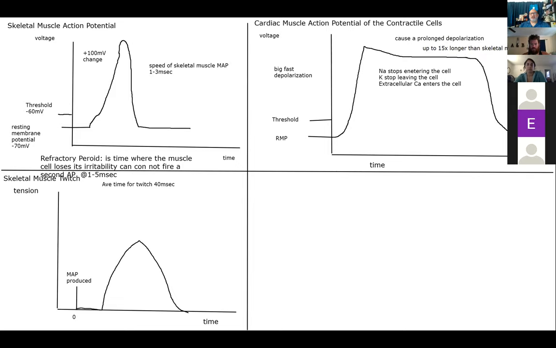Now, just like in skeletal muscle, a muscle action potential in our contractile cardiac muscle cells is going to produce a twitch.